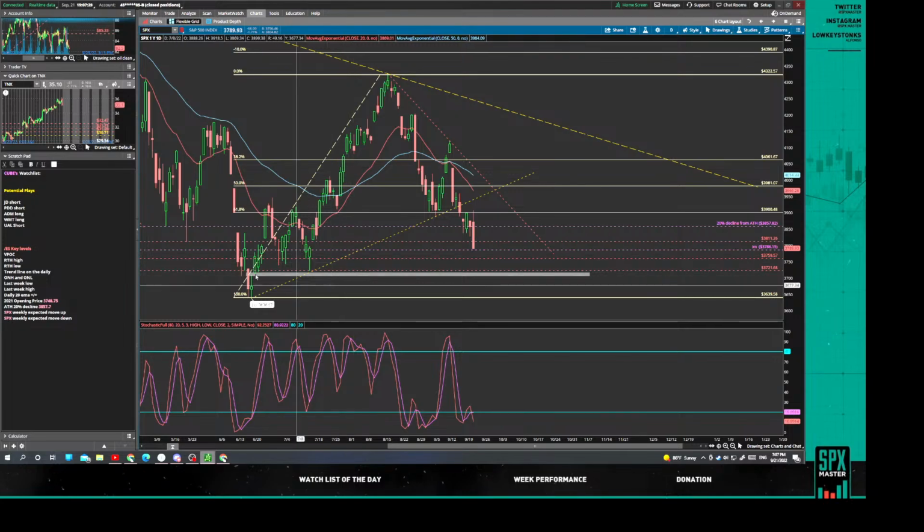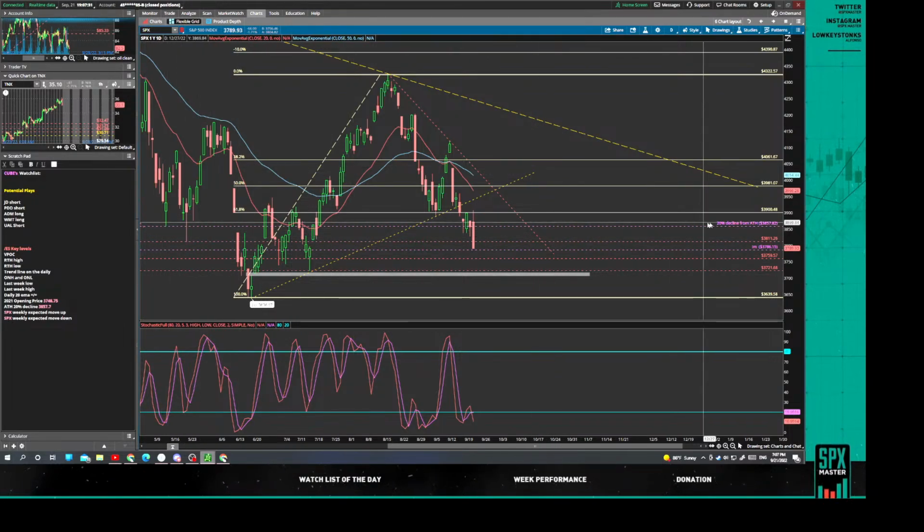Now, some key things to note: we have the 20% decline from the all-time high right here. The SPX was basically consolidating around this level, going back and forth on whether it was a bear market, and up until today, we are in a bear market. Don't forget about it.